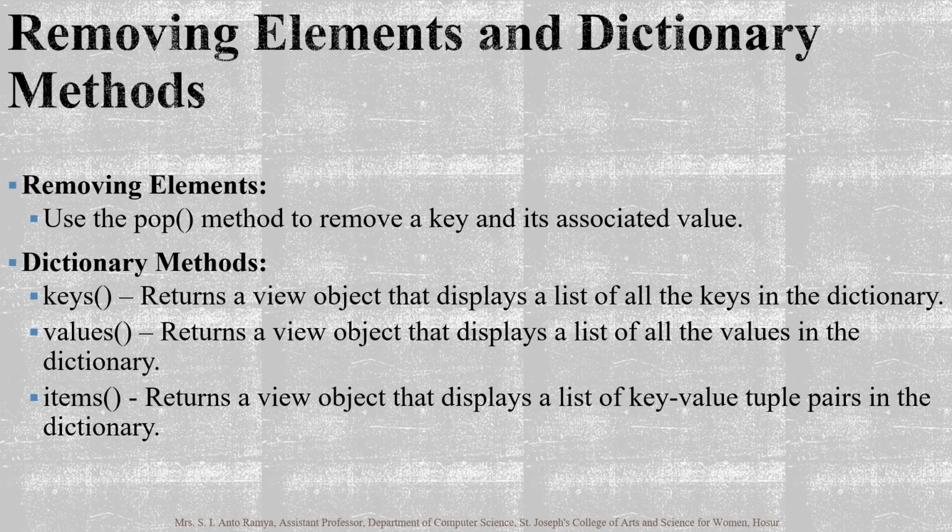Removing elements, will be using the method called pop. So pop will remove both key as well as the value. Then we have few dictionary methods. Three methods are given here. First one is keys. It is going to return the key of all the values inside the dictionary. The next one is values. It is going to return only the values. The keys won't be included in that. The next one is items. Items is going to return both keys as well as values.